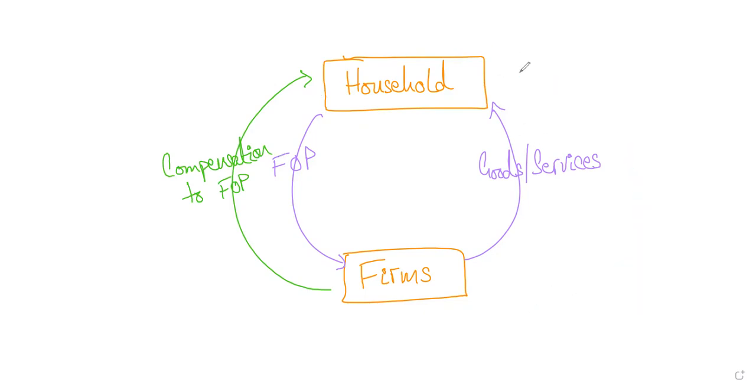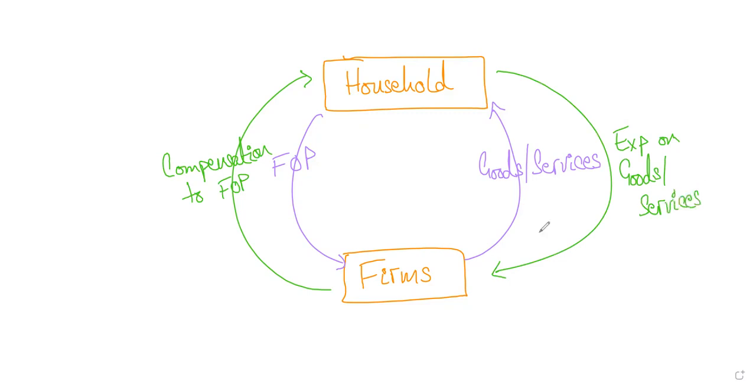And what about the households? Obviously, the goods that households buy from the firms are also not free. So this is the expenditure that households are making on goods and services. Are you getting me? Expenditure on goods and services. Is everyone clear on this? So we are talking about the circular flow of income.